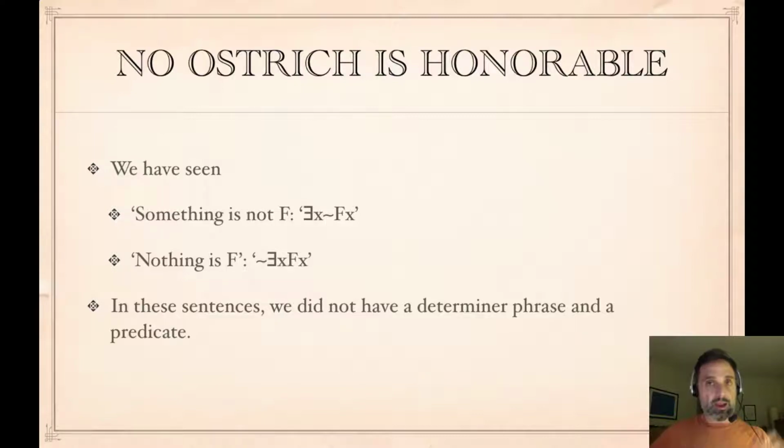It's some thing and no thing, and so the determiner or quantity word is some or no, and the restrictor, the noun phrase in there, is thing. But it's a dummy restrictor. It doesn't do any work in characterizing which group you're attributing the property to. So in those sentences, we didn't have a determiner phrase and a predicate, but in this we do.